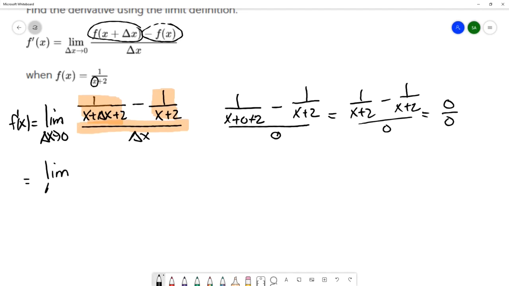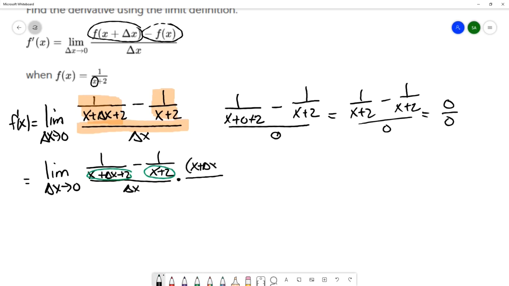The limit as delta x approaches 0, right now I'm just rewriting the problem, 1 over x plus delta x plus 2 minus 1 over x plus 2 over delta x. And we're going to clear fractions. I'm going to clear the fractions by multiplying by the least common multiple of these denominators. So I'm going to multiply by x plus delta x plus 2 times x plus 2. I'll do the same thing on the big numerator and the big denominator.